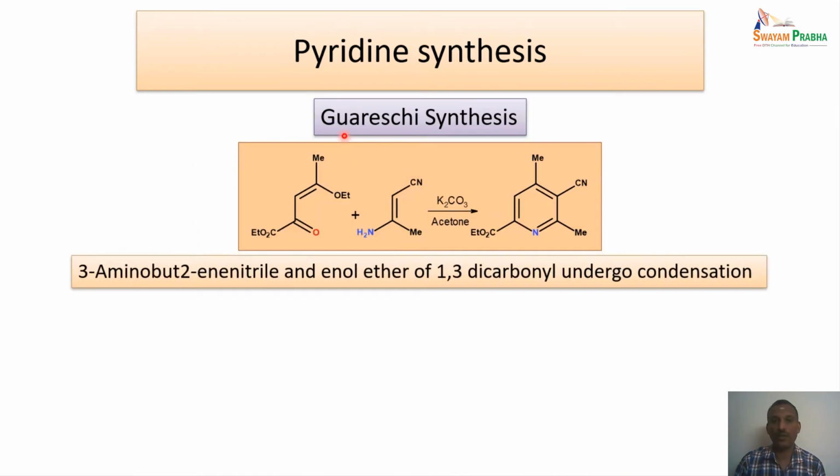Then we have the Guareschi synthesis. In this one, 3-amino acrylates and enol ether of 1,3-dicarbonyl compounds undergo condensation in the presence of a base like potassium carbonate in a solvent like acetone. This leads to the condensation and the cyclization to give the pyridine derivative.